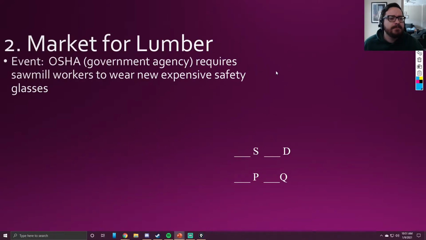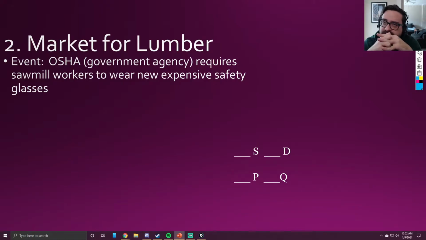Second example, market for lumber. Event: OSHA, which is the government agency that tries to keep people from dying at work, requires sawmill workers to wear new expensive safety glasses. Those safety glasses are being paid for by the company. That equipment's paid for by the company, not by the workers. So the government agency requires sawmill workers to wear new expensive safety glasses, and the company's got to pay for them.